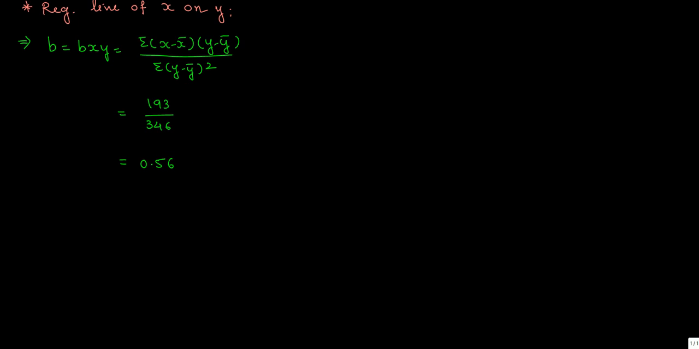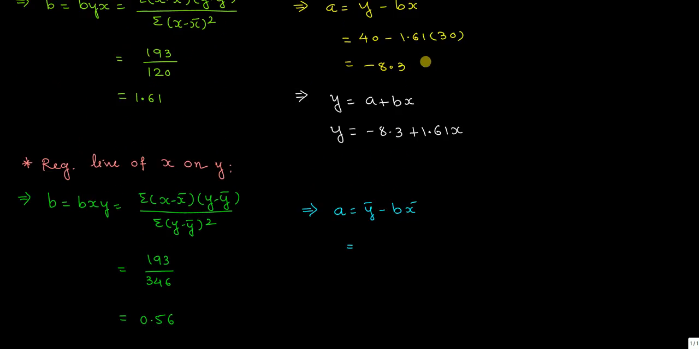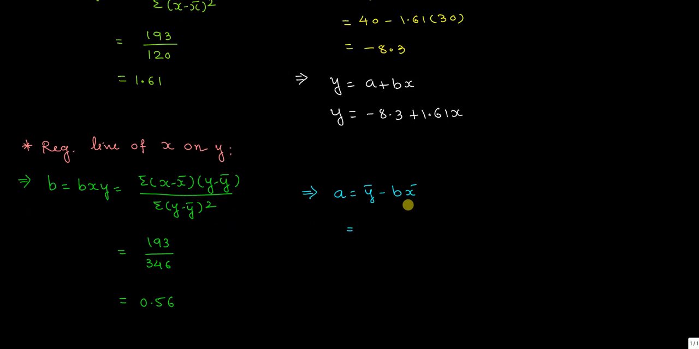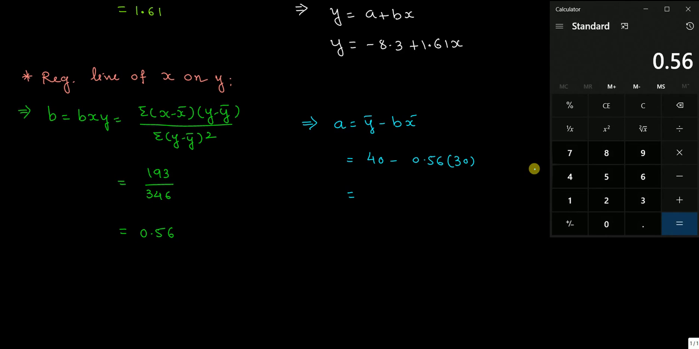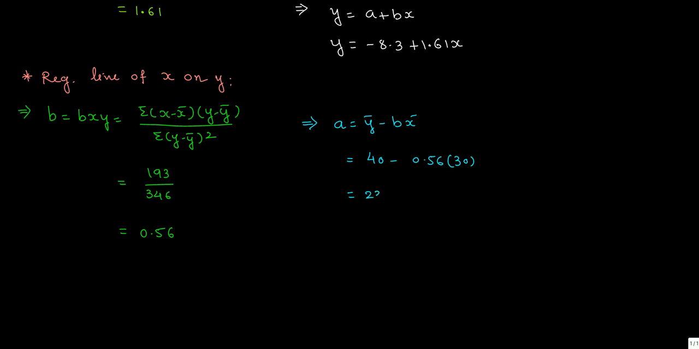Afterward, find out a. a is equal to y bar minus b x bar. Here y bar is 40 and x bar is 30, so 40 minus b, which is 0.56, into x bar, which is 30. So we get 0.56 multiplied by 30, which is 16.8, minus 40, and we get minus 23.2.